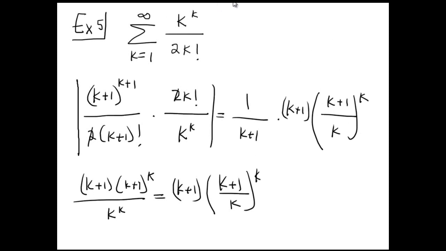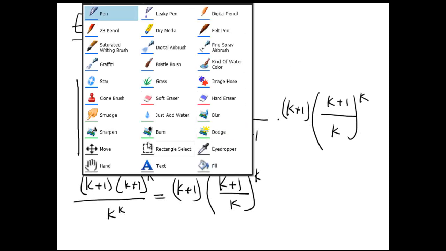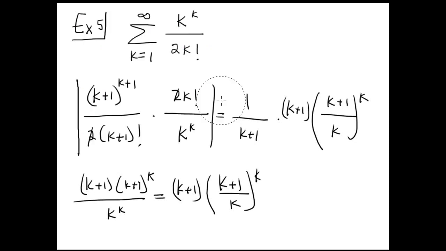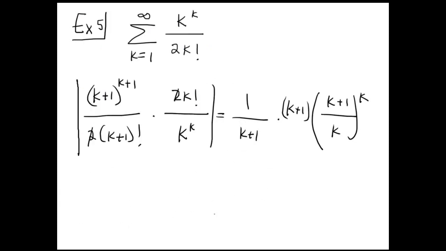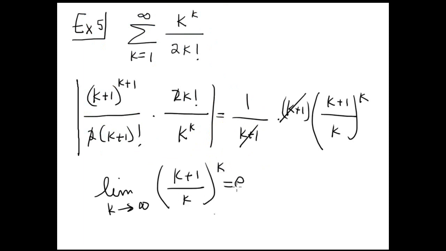It's easy because before you apply the limit, this is cancelled. And the limit that we have is the limit as k approaches infinity of k plus 1 over k raised to the k power. K so big, and this is greater than 1, therefore this series diverges. And you prove it using the ratio test.